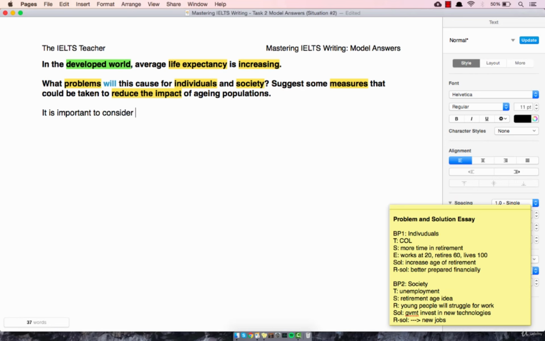It is important to consider. Now, what kind of question word do you think would follow this? If we look at the task here: In the developed world, average life expectancy is increasing. What problems will this cause for individuals and society?